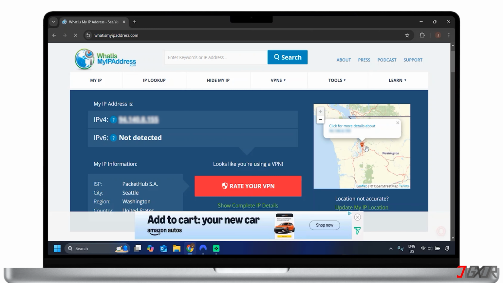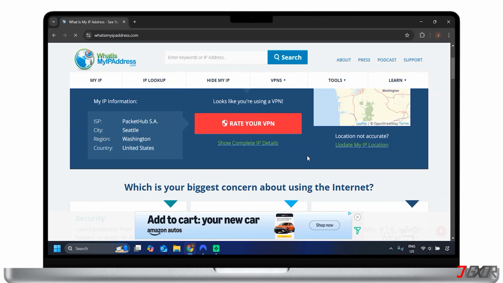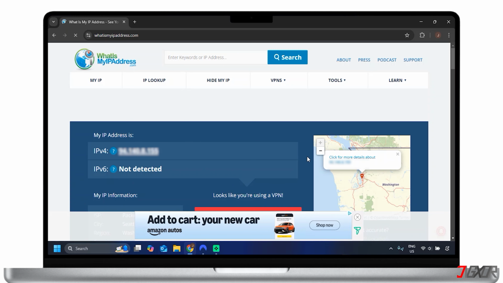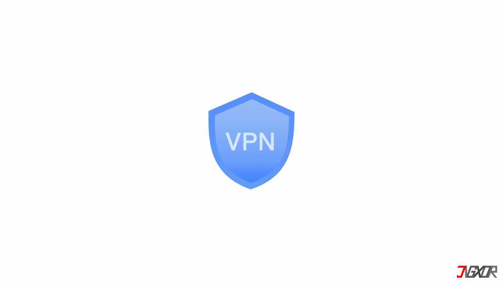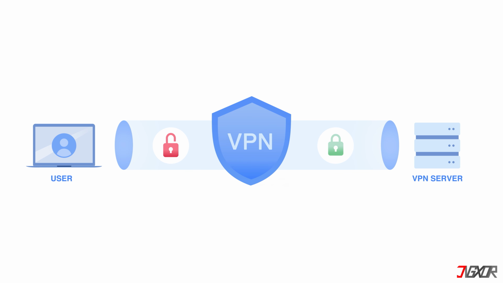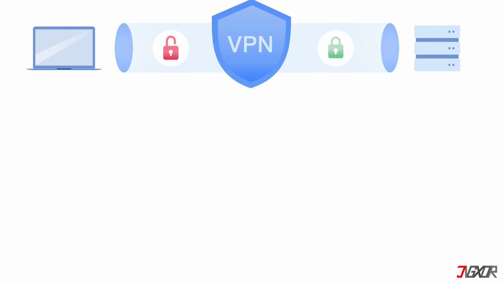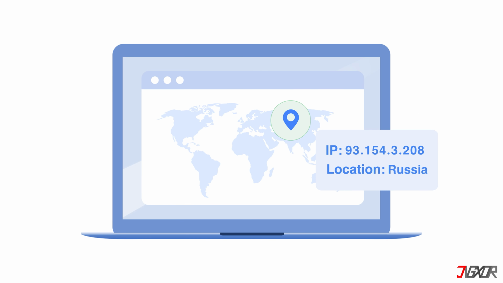Your global IP address is basically a unique number assigned to your device by your internet service provider. It's like your device's public address on the internet, allowing websites and online services to know your location approximately. A virtual private network, or VPN, creates a secure encrypted connection between your computer and a VPN server. It masks your real IP address with the IP address of the VPN server, making it appear as if you're browsing from a different location. This enhances your privacy and security online.